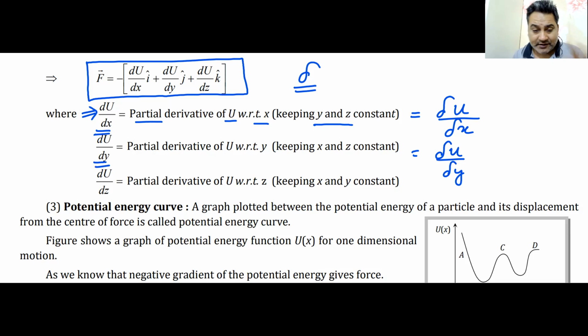Similarly, what is del u by del y? Partial derivative of u with respect to y, keeping x and z, the other two things, constant. So far, so good. What is del u by del z, the third part? Similarly, partial derivative of u with respect to z, keeping x and y constant. Just write it this way. I try to explain. This will hardly come in your exam, but I'll tell you how to do it. Take a minute, and I'll wait for you.